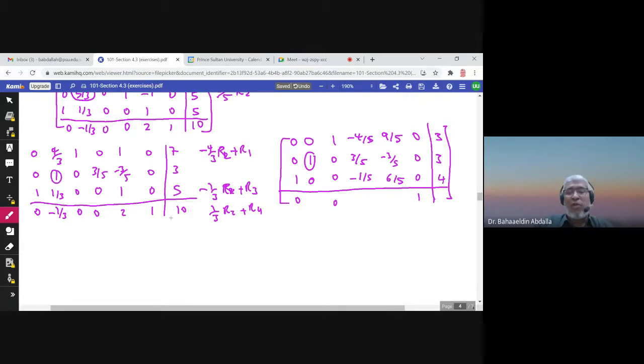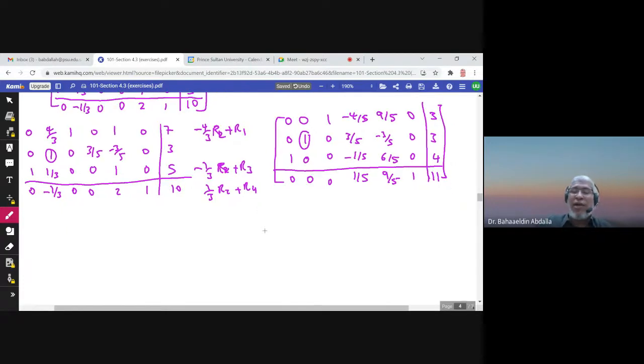1 over 3 plus negative 1 over 3 is 0. 1 over 3 times 3 over 5 is 1 over 5 plus 0. So it's 1 over 5. 1 over 3 times negative 3 over 5 is negative 1 over 5 plus 10 over 5. So that's 9 over 5. And 1 over 3 times 3 is 1 plus 10, that's 11. And this is a final matrix.